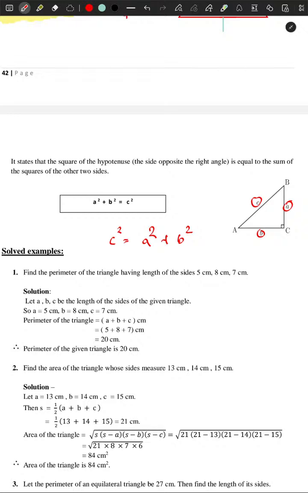Here the small a, small b and small c denote the sides opposite to the capital angles. The side opposite to capital C is denoted as small c, whereas the side opposite to capital B is denoted as small b. Here you can clearly see that it is denoted as small b.